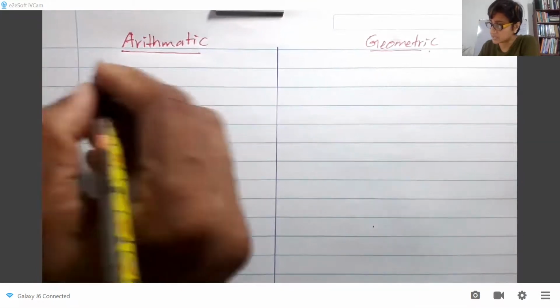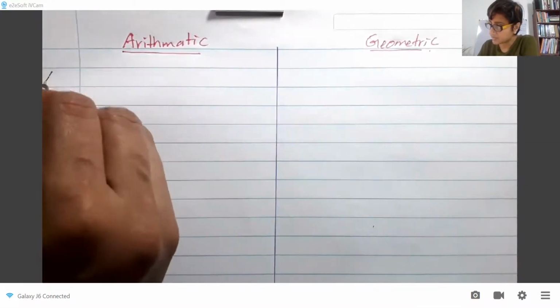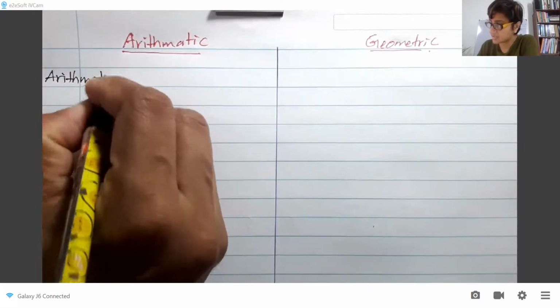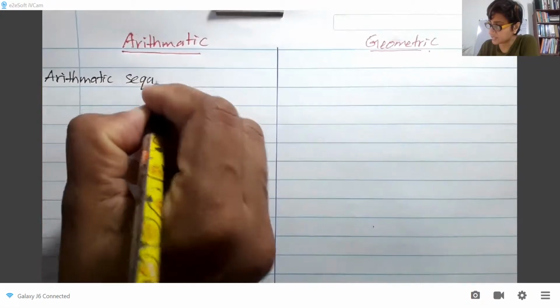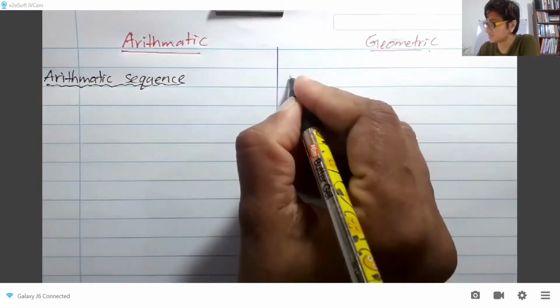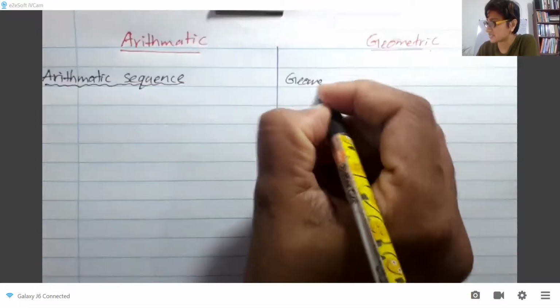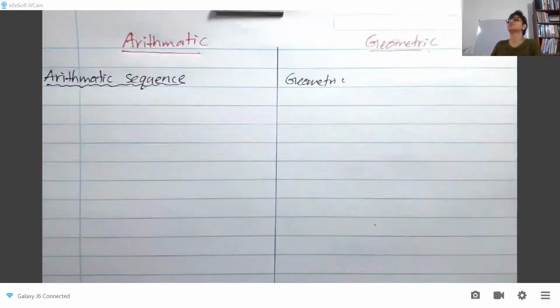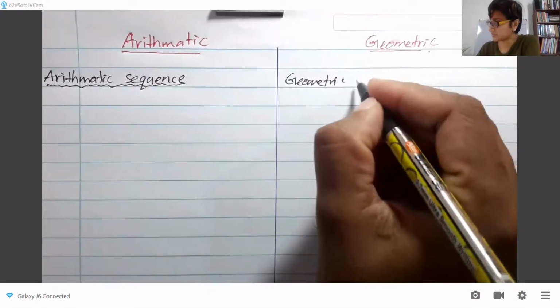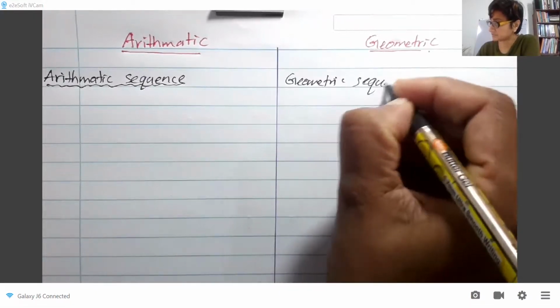arithmetic sequence. So I'll write here arithmetic sequence. We'll see what an arithmetic sequence is, and here we will see what a geometric sequence is. Remember, these are the most basic type of sequences, and they're very useful, and they pop up in all sorts of places. That's why you are learning about them. Geometric sequence.